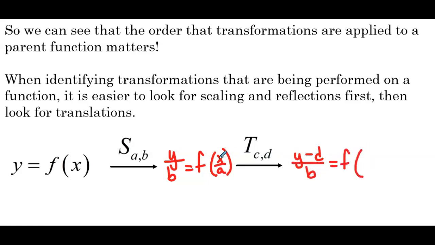And then similarly for x, if we're adding c, then I'm going to subtract c from x. X is in the numerator, so I'm going to complete that subtraction in the numerator as well. So I have x minus c all over a.